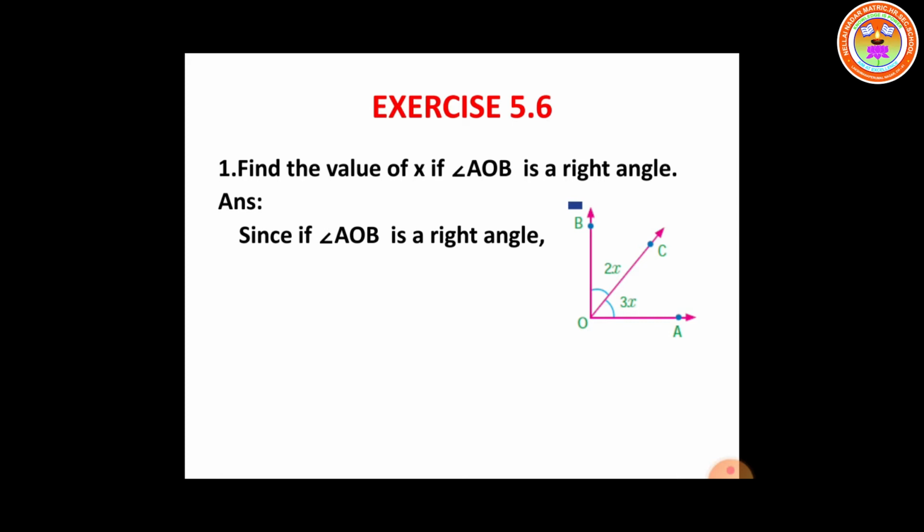Since angle AOB is a right angle, meaning 90 degrees, 2x plus 3x is equal to 90 degrees. We add together: 5x equal to 90 degrees. x equal to 90 divided by 5. x equal to 18 degrees.